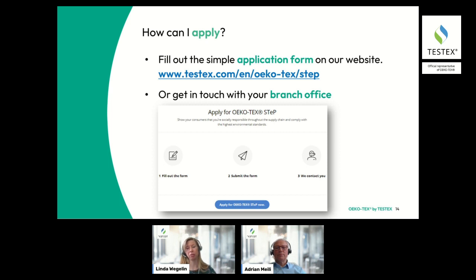And also that we have the local branch offices. We have branch offices in over 35, 37 locations, and they can get in touch with you in the local language, and maybe also have a visit with you, talk to you in person. So we have both sides: we have the expertise and the local presence there.